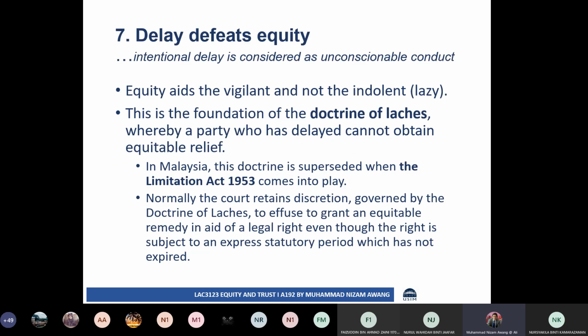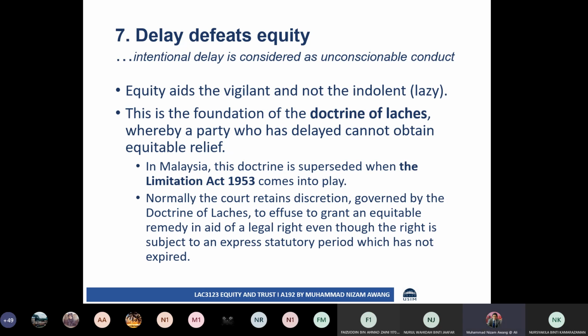All right, this is the maxim that I was talking about just now. Maxim number 7: delay defeats equity. So if there was an intentional delay on the part of the equitable owner, that is considered unconscionable conduct. If the delay was caused intentionally by the equitable owner, then the court could not entertain the delay as an excuse. So this is basically under the doctrine of laches, where the equitable party can be denied of his or her right to get the equitable relief.